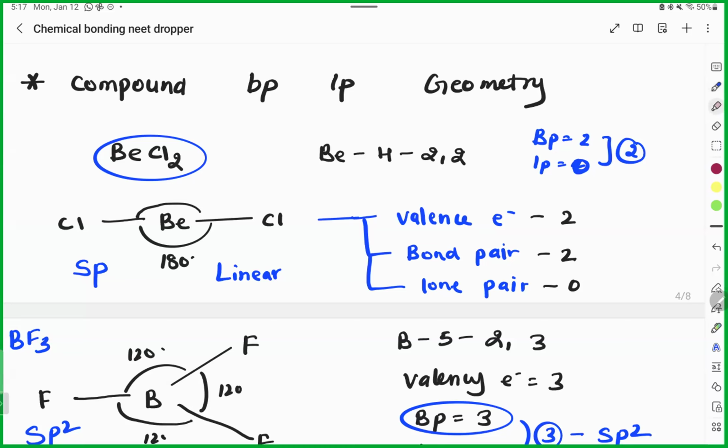So, four important things to understand in this. Which is the compound? Number of bond pairs in a given compound, number of lone pairs, and based on this, what will be the geometry?